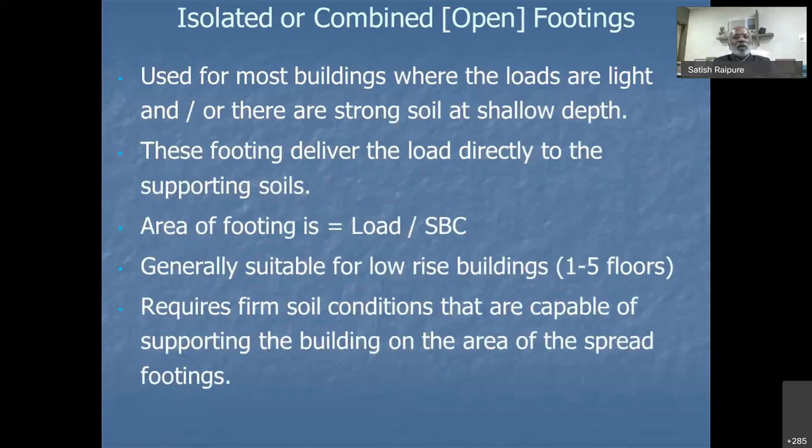Isolated or combined open footings are used for buildings where the loads are light or there is strong soil at a shallower depth. This footing delivers the load directly to the supporting soil. Area of the footing is the total load plus weight of the footing divided by SBC, the safe bearing capacity, and that will give you the area of the footing. Generally, it is suitable for low rise buildings, say G+1 to G+5 floors. And it requires firm soil conditions that are capable of supporting the building on the area of the spread footing.